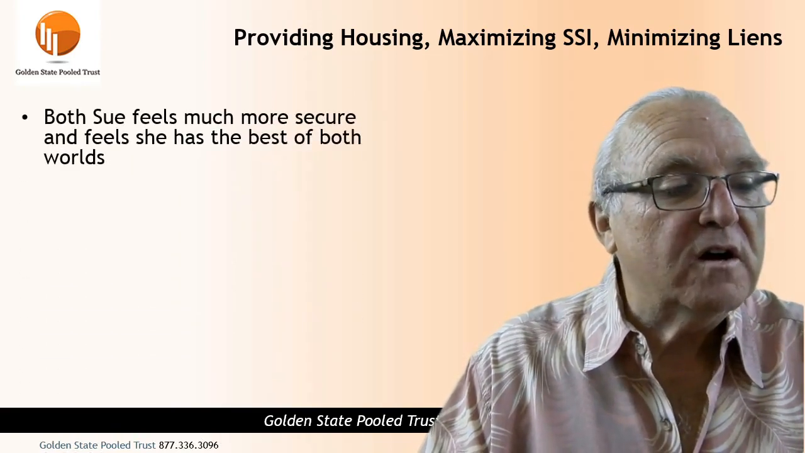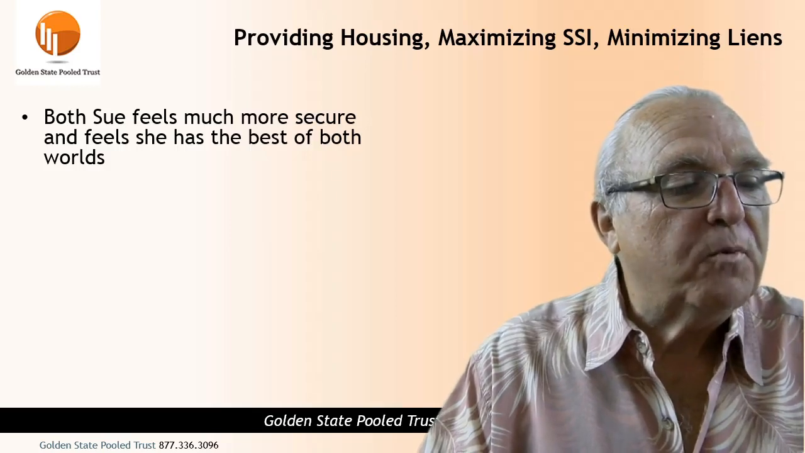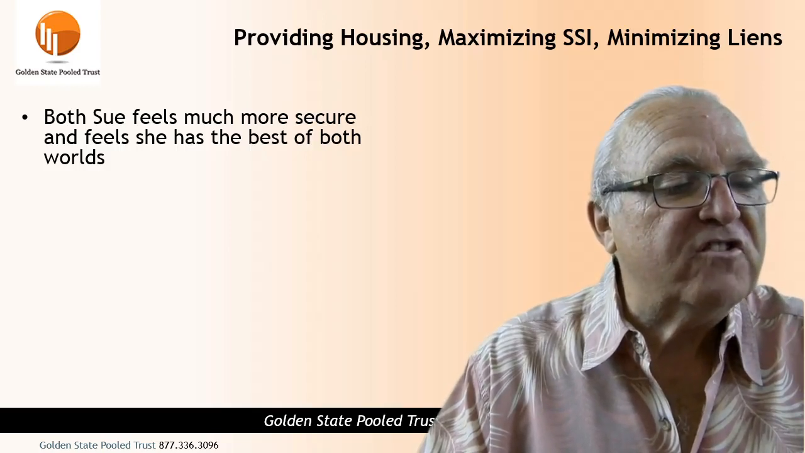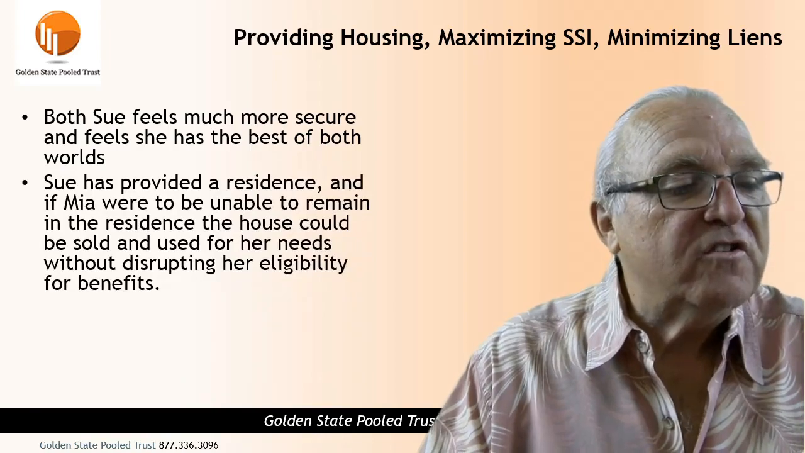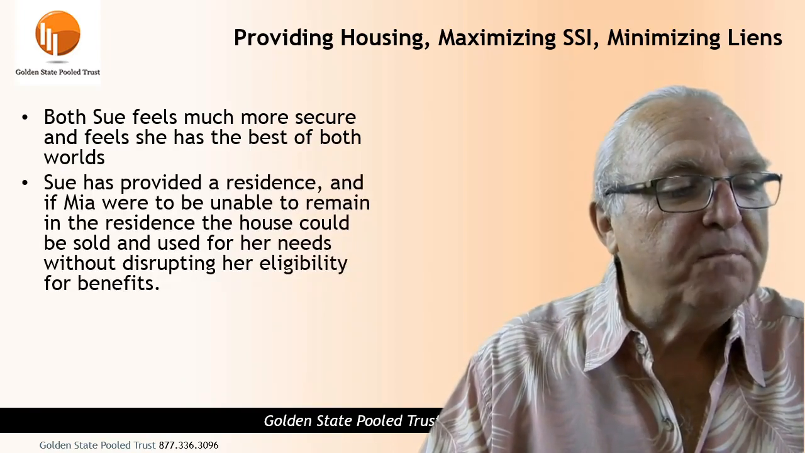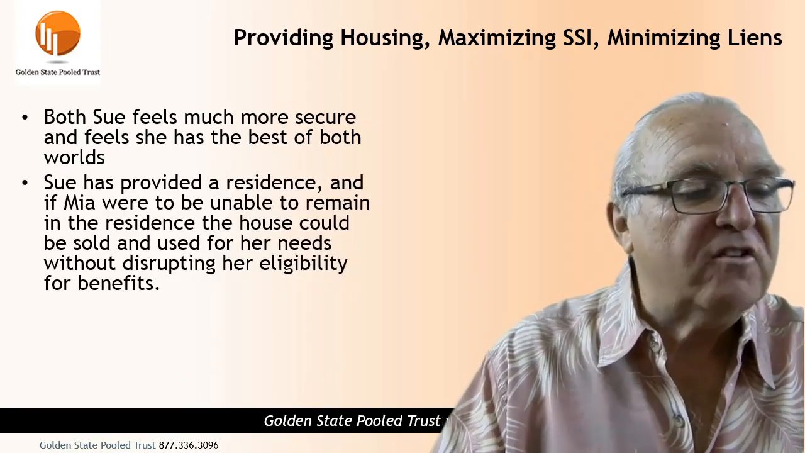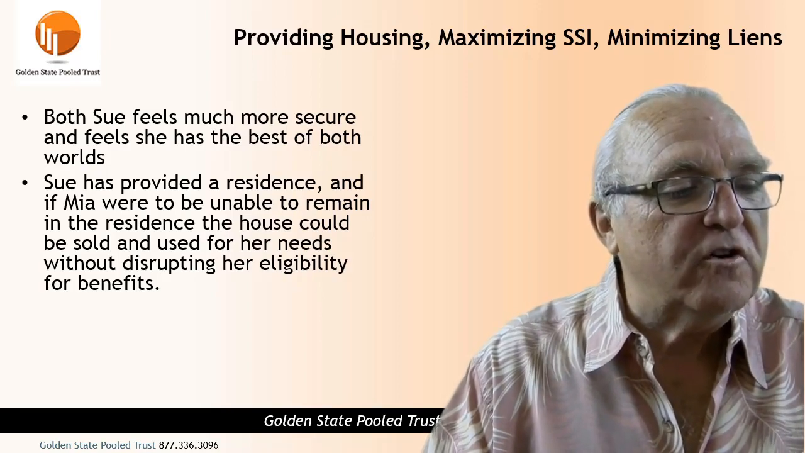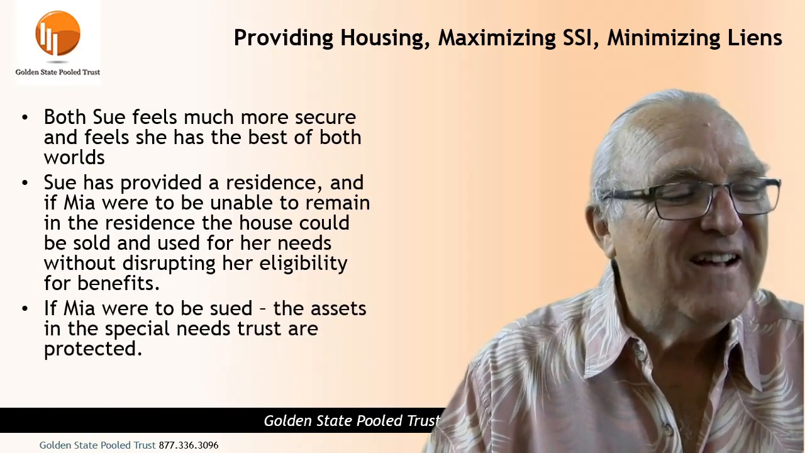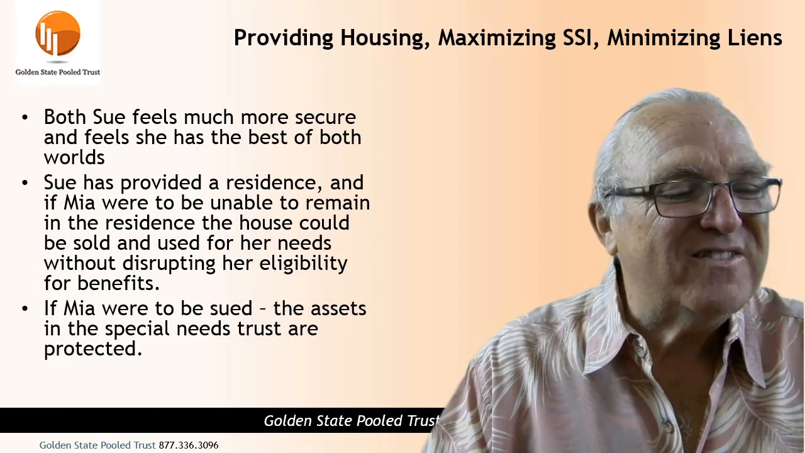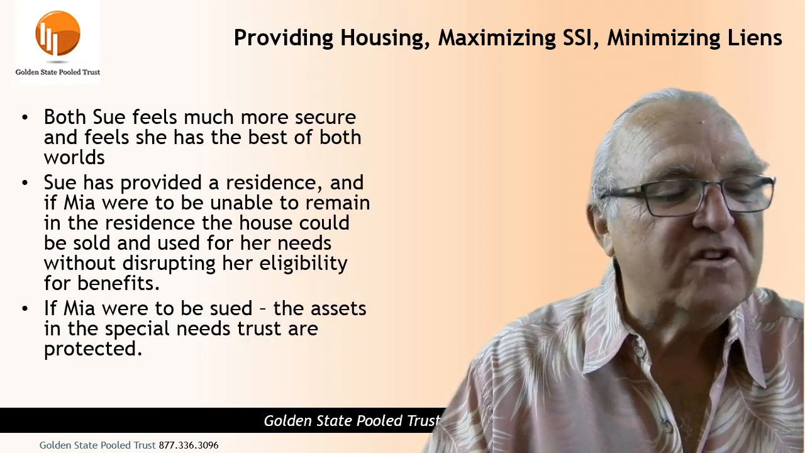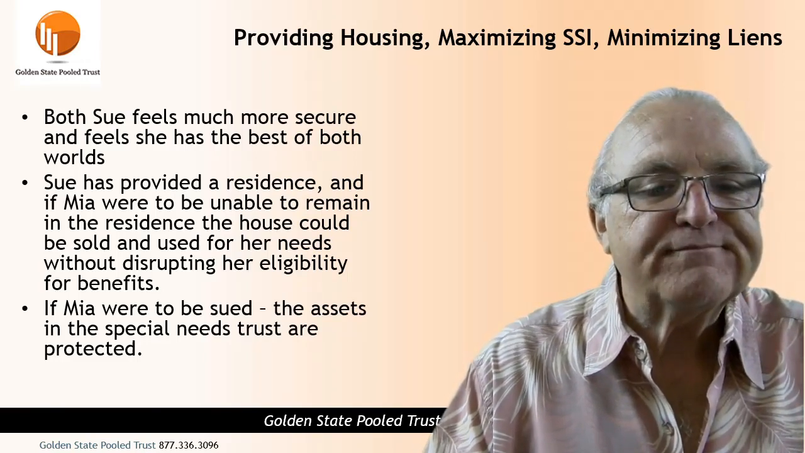Both Sue and Mia feel much more secure and feel that she has the best of both worlds. Sue has provided a residence, and if Mia were unable to remain in the house, it could be sold and used for her needs without disrupting her benefits. If Mia were to be sued, the assets in the Special Needs Trust are protected.